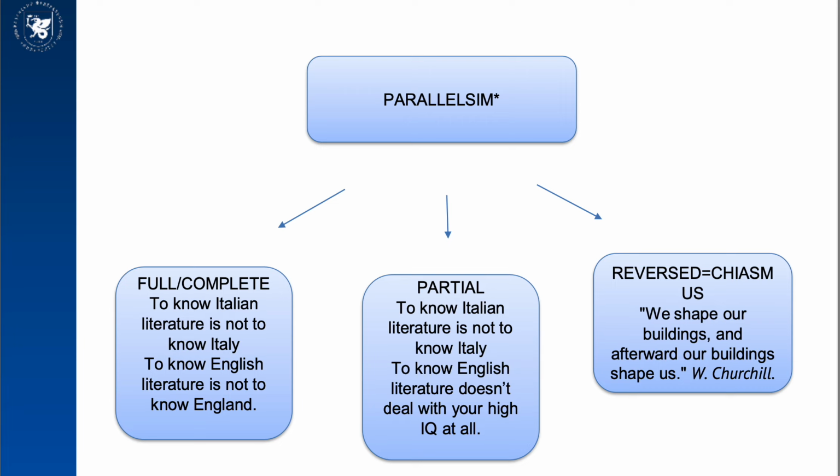Okay, there are some examples. Full, complete: To know Italian literature is not to know Italy. To know English literature is not to know England. You see, all the parts are identical. Partial: To know Italian literature is not to know Italy. To know English literature doesn't deal with your high IQ at all. You see that the second part is not the same. And reversed, or chiasmus: We shape our buildings, and afterward our buildings shape us. William George's quotation.